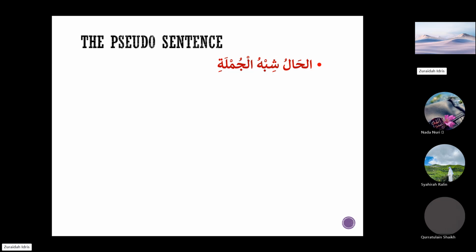Can you remember? The first type of shibhu jumlah is jawa majrur. The second type is an idafa where the mudaf is a zaf. Yes, when the mudaf is a zaf. So not just any phrase. Shibhu jumlah is these two things.